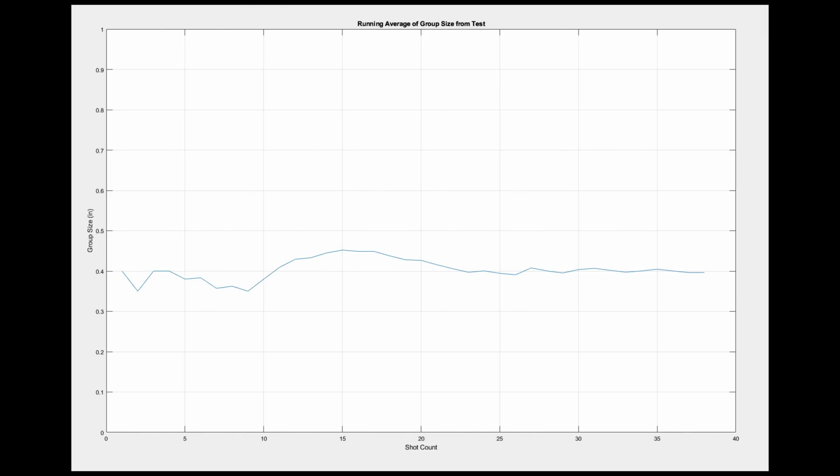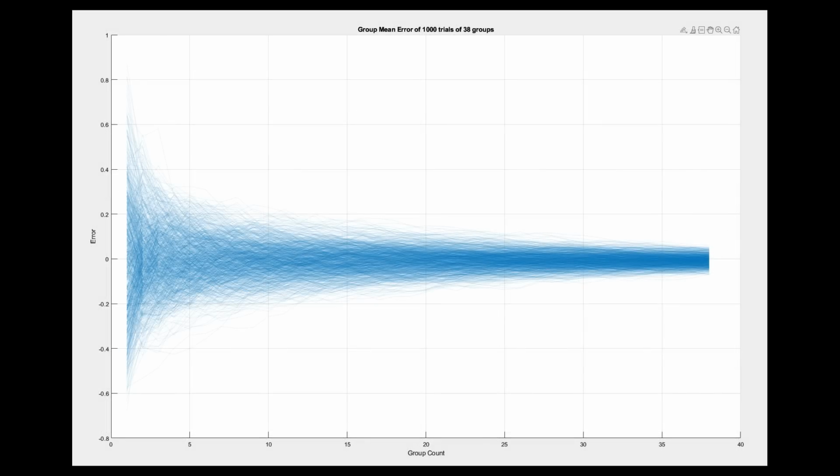And actually, I did all this same processing with the group sizes. I did my running average group size. Yes, it changes. Even after 15 groups, I'm off the correct answer. I did my mean error variation 1,000 times with 38 groups. And what's important to note about the group size on this chart is that visually you can see it's much more widely distributed about the mean, the 0 error point. So the groups are subject to a lot more variation than the radius.